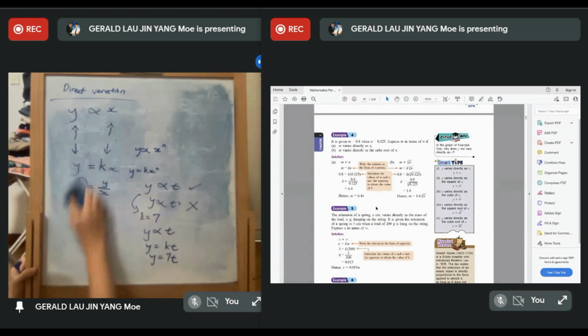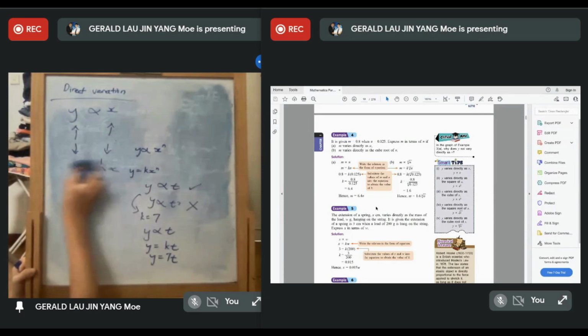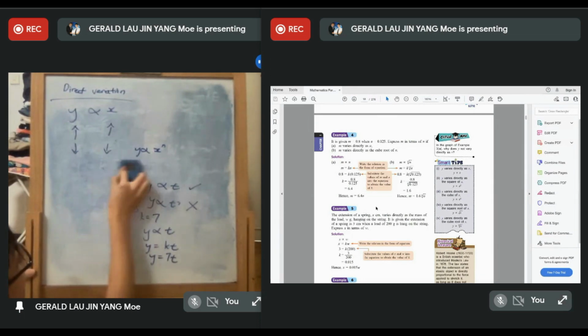Okay, give me a while because this duster is also very old already, so when rubbing, it takes some time.